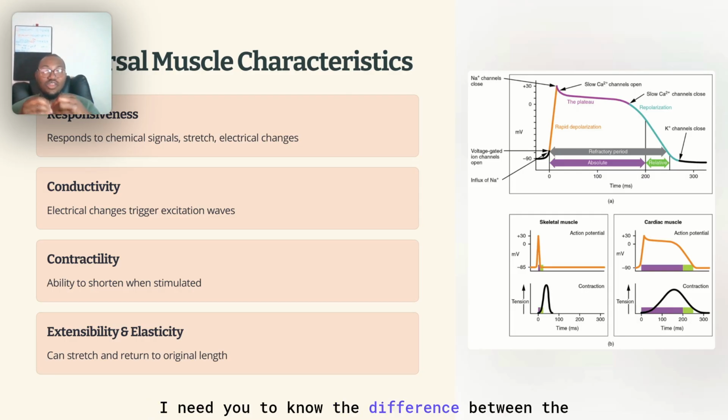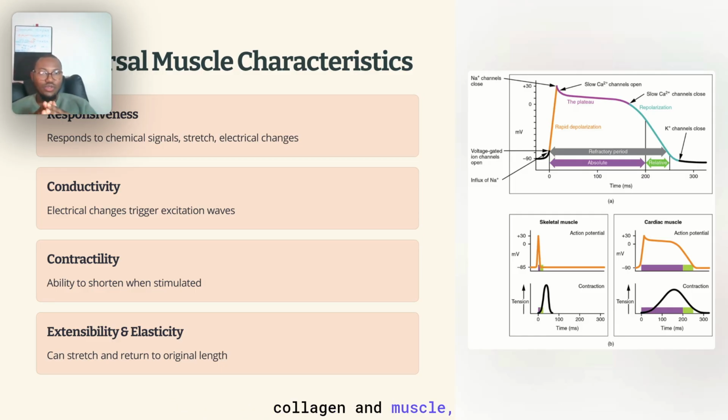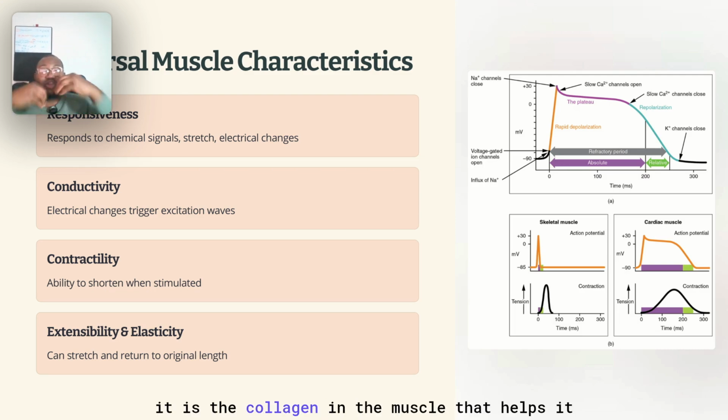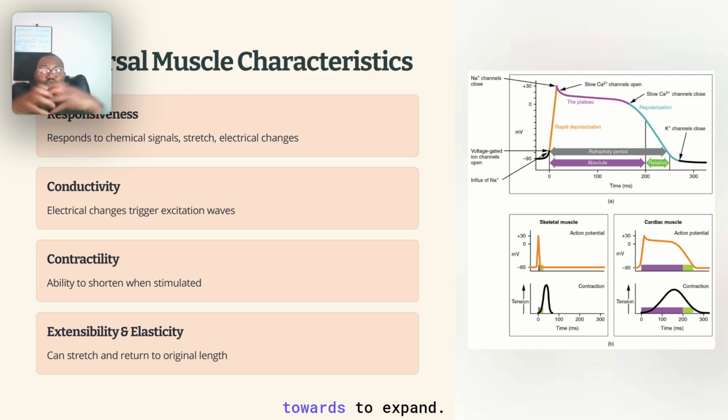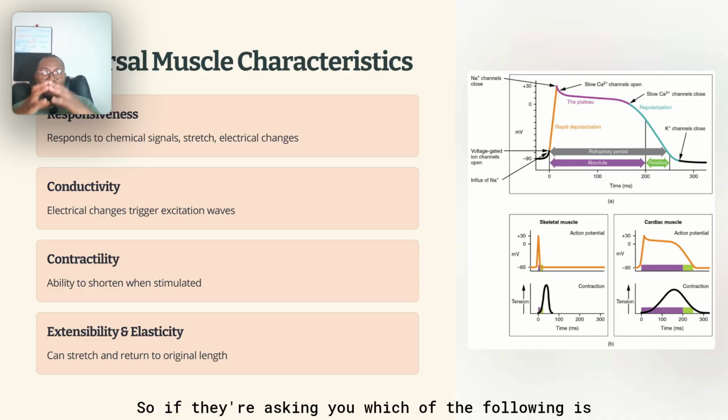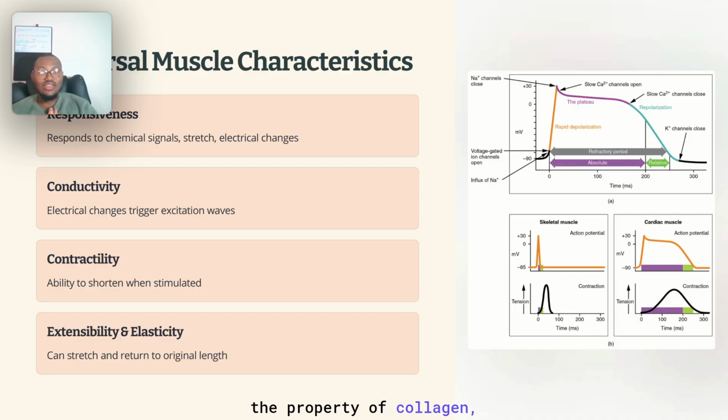Also, I need you to know the difference between collagen and muscle, right? So collagen is very, very different from muscle. It does not have the characteristics of muscles apart from elasticity, right? So collagens are elastic. In short, it is the collagen in the muscle that helps it to expand. So if they're asking you which of the following is a property of collagen, please, the answer is always elasticity. It is not contractility. Elasticity is different from contractility. It's different from excitability. It's different from expandability. It's different from impermeability.